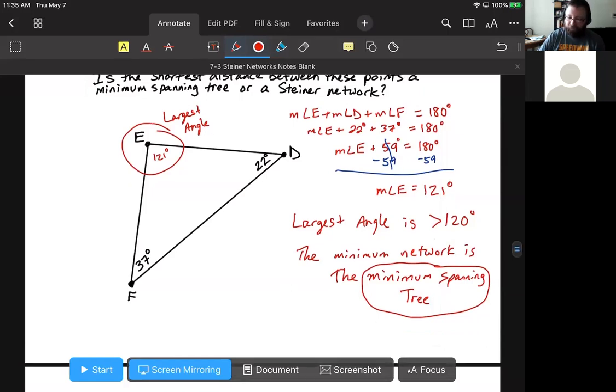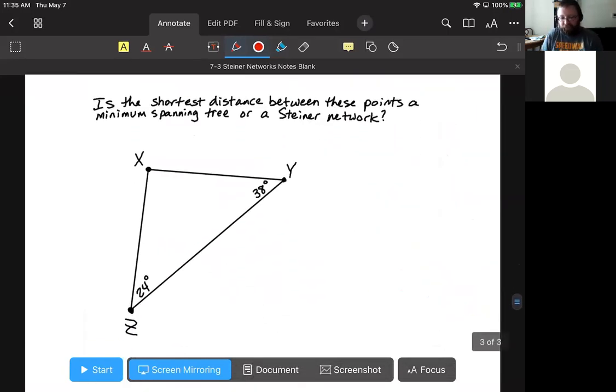All right, last question. Okay, same deal. We need to find the measure of angle X. The measure of angle X plus the measure of angle Y plus the measure of angle Z. It's a triangle, so they have to add up to 180 degrees. That's one of our basic geometry rules, right?